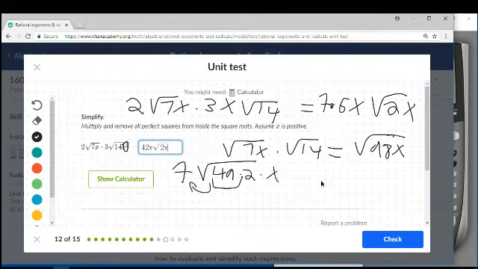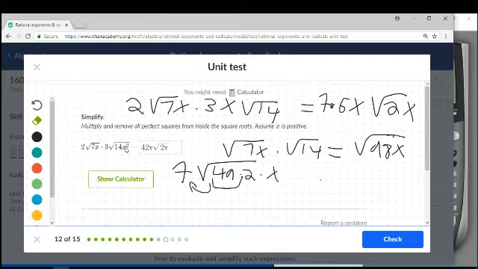And so the main thing I did was I took out the x squared, which becomes x. I multiplied everything on the outside. I multiplied everything on the inside. And then I rewrote 98 as 49 times 2 and took out the 49 as 7.